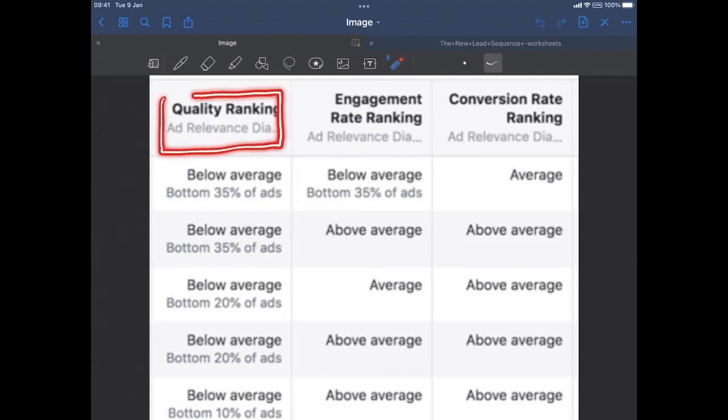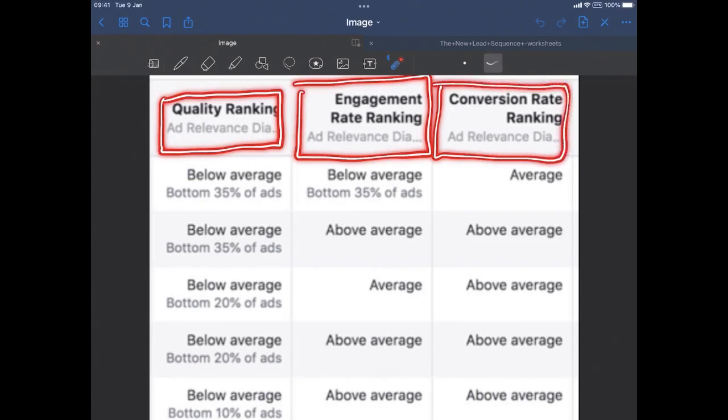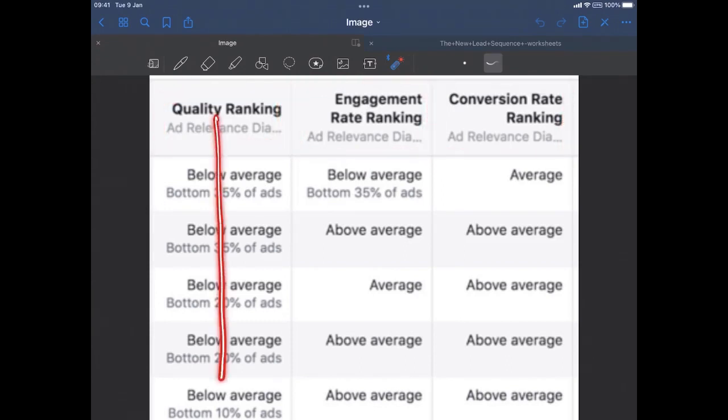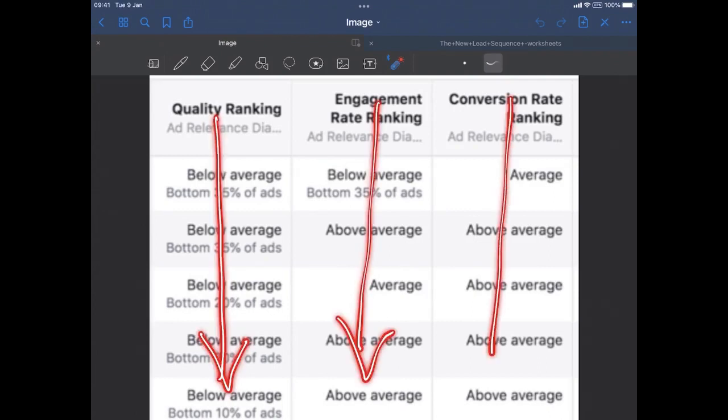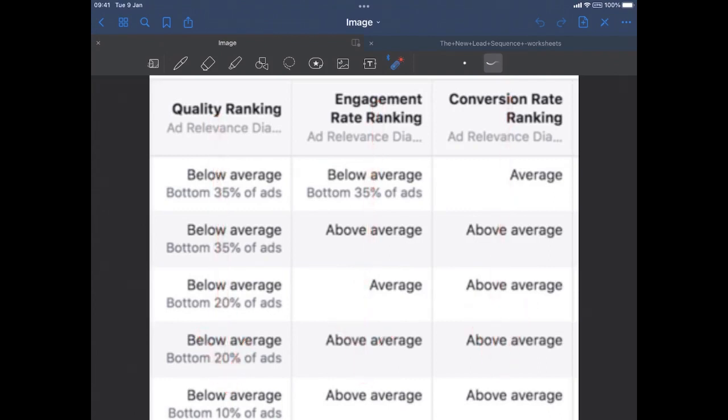At the top here are the 3 metrics that are being measured. Okay, so down here, all of these are quality rankings. These are all engagement rate rankings. These are all conversion rate rankings. And then what you would see is that this would be for one ad, this would be for another ad, and so on and so on.